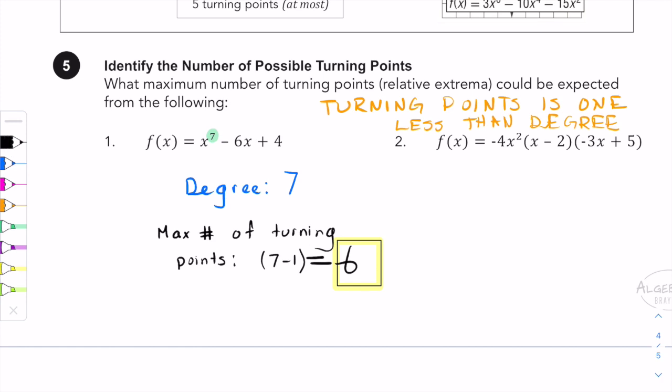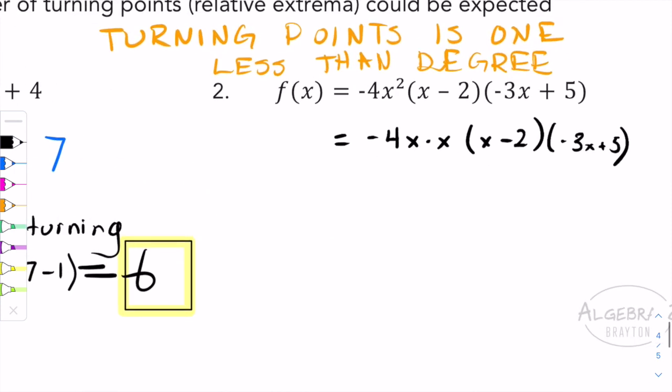Number 2, we have negative 4x squared times x minus 2 minus 3x plus 5, of which we need to find the degree of the function. So I'm going to expand this, and I'm expanding and getting rid of my exponent of 2. So right here I had 4x squared. I replace that as 4x times x, just so I can easily see what each factor is.